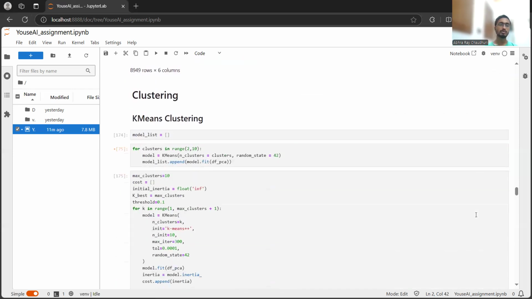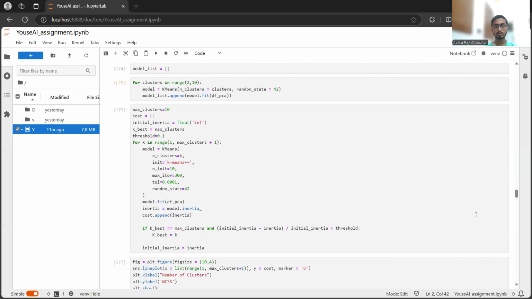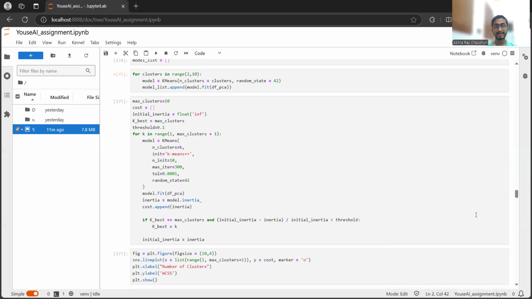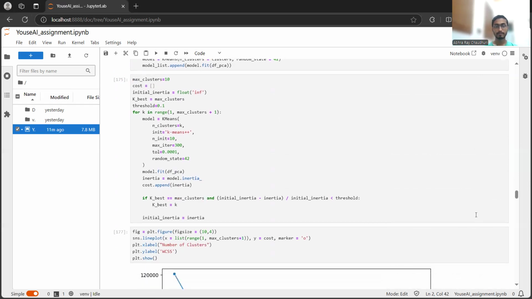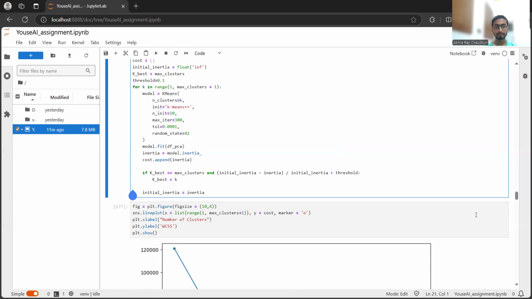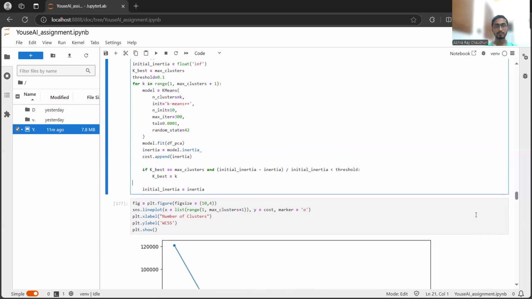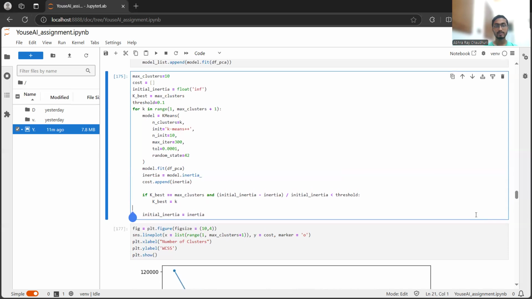Now we need to do the clustering. First we will do the k-means clustering, and then hierarchical clustering. First we need to find the optimal number of k. For that we need to use the elbow method. We have taken 10 clusters maximum, and from there we need to find the optimal cluster number.